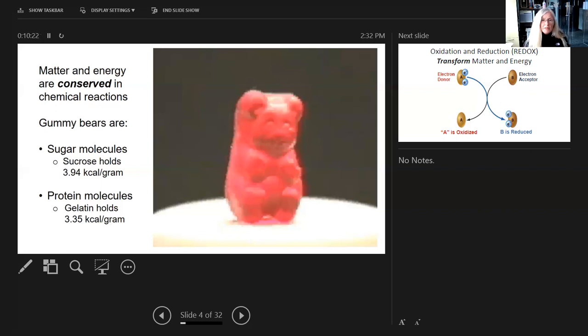Okay, so let's watch this gummy bear. We're going to pick him up and put him in a test tube with some hot potassium permanganate, and you'll see what happens to him.